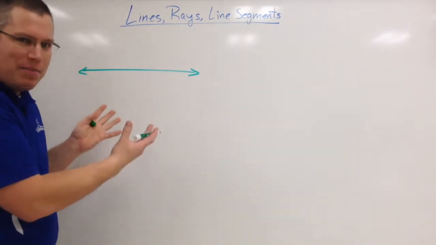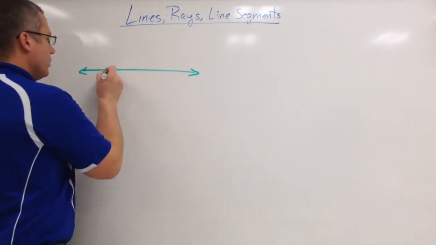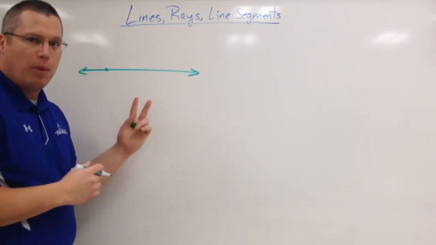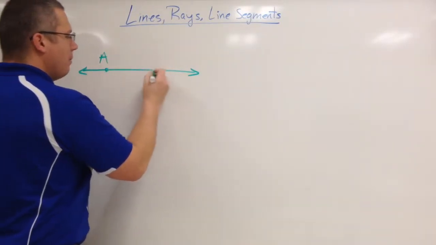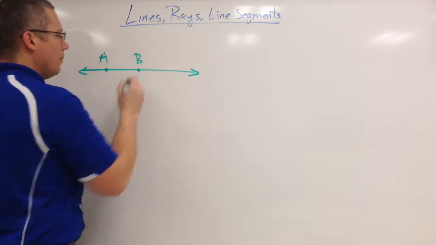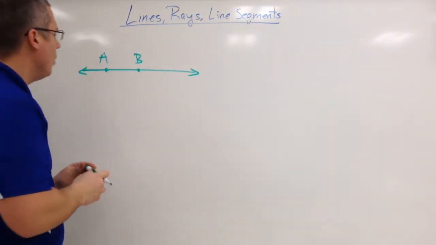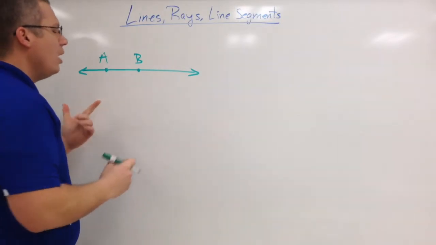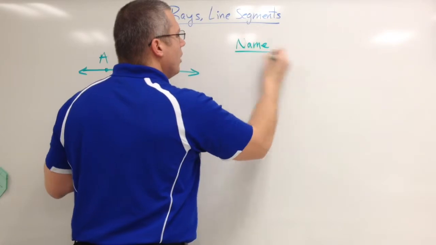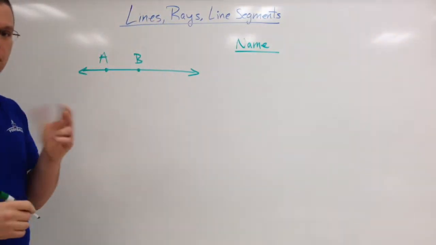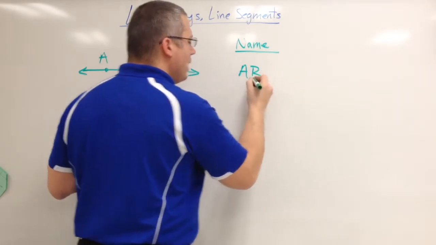Now, how do we name this line? Typically, when you see a line, you'll need at least two of the points identified. So let's call this point A and point B. It doesn't matter where they're at on the line as long as they're part of the line. When I go to name this, a line is named by 2 points that are on the line. So I can name this line AB.